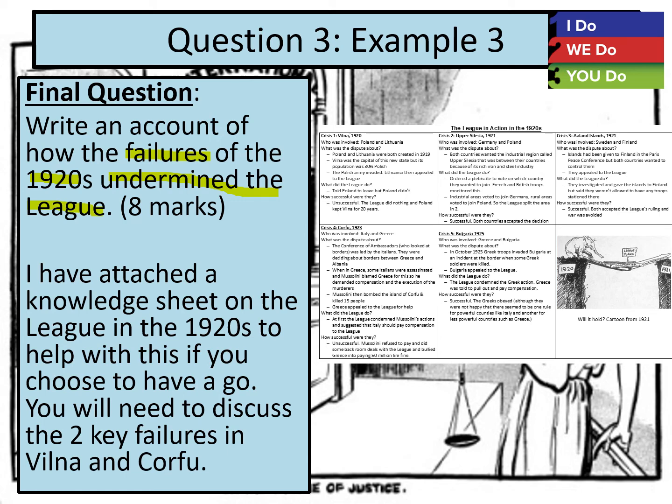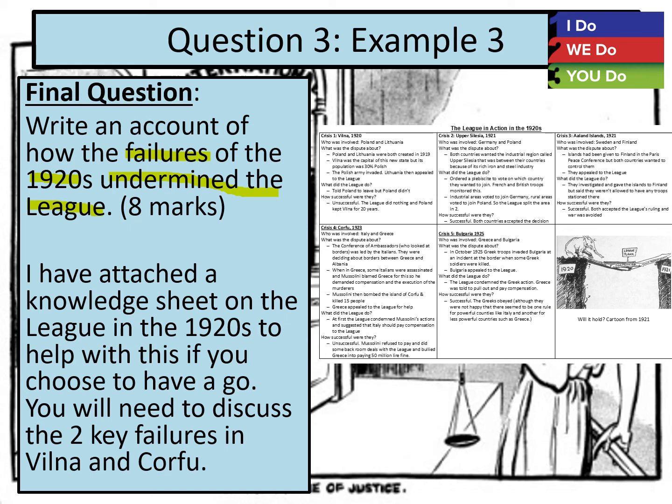So on Show My Homework, I've attached this knowledge sheet. You've already got this. You probably got this stuck into your exercise book already from when we looked at the League action in the 1920s. But just in case you haven't got it, or you've mislaid your book for the time being, or you've got your book in the classroom, whatever it is, I've reattached it so you've got the key information that you need.